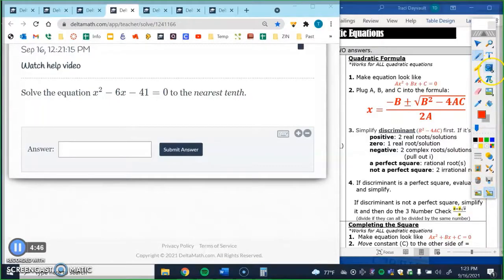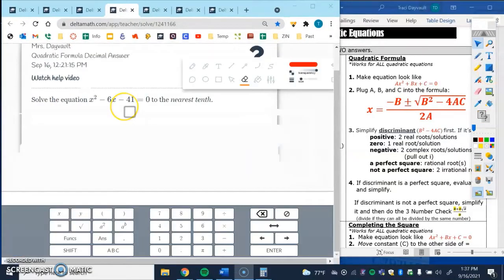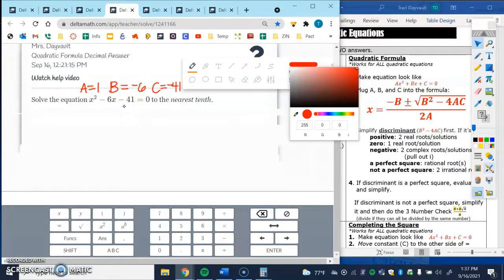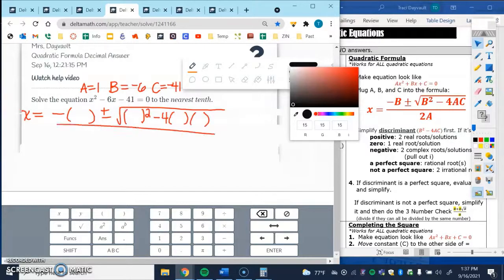Next, we're going to plug everything into the formula. So all I really need to do is see what A, B, and C are and plug them into my formula. A is 1, B is -6, and C is -41. All right, let's write down what our formula is and plug in all of the values. X equals -b plus or minus the square root of b squared minus 4ac all over 2a.